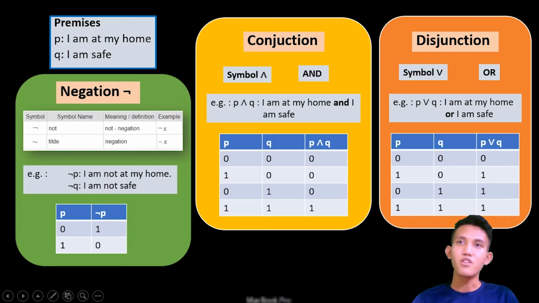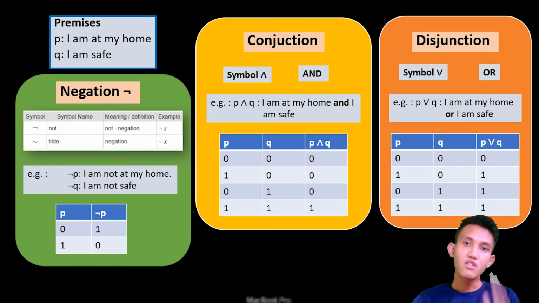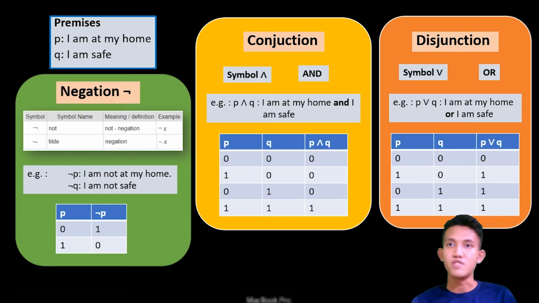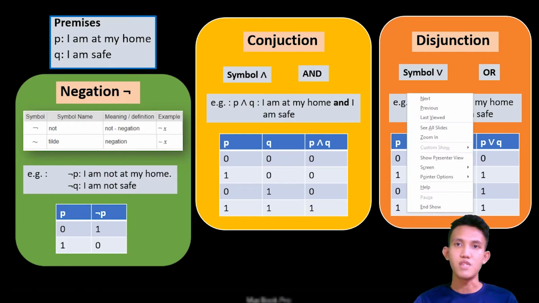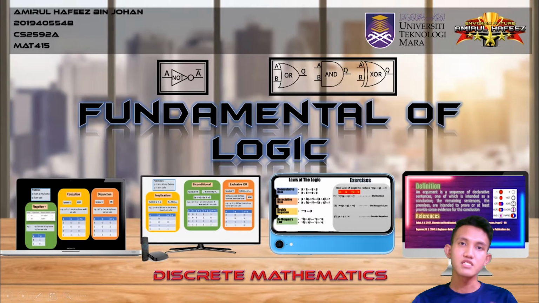So this is the truth table for disjunction. For P 0101 and Q 0011, we only get a true value if either of the premises is true. So if 0, 0, we get false, and 1, 0 gets true, 0, 1 we get true, and 1, 1 we get true. So let's proceed to the next one. Fundamental of logic, to the next, second slide.